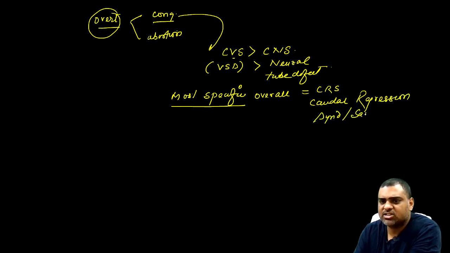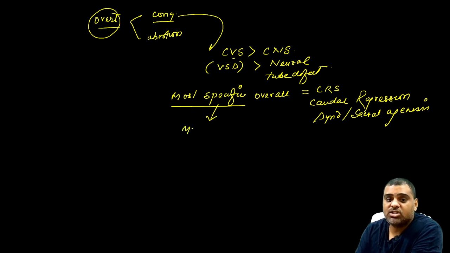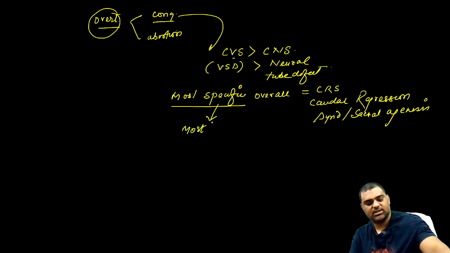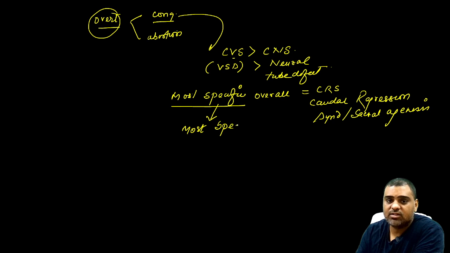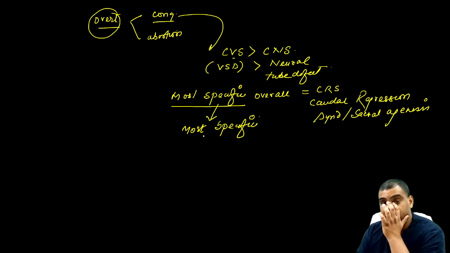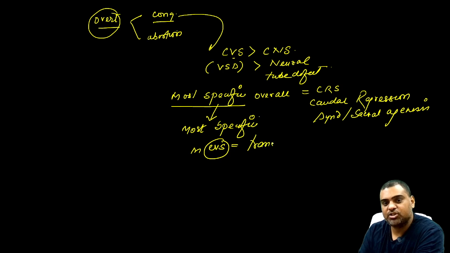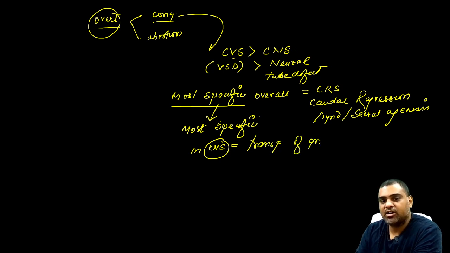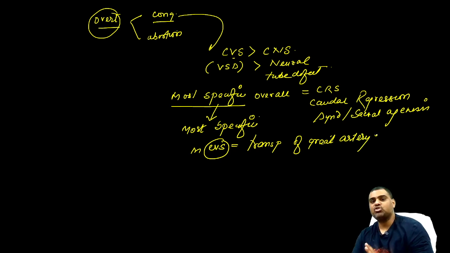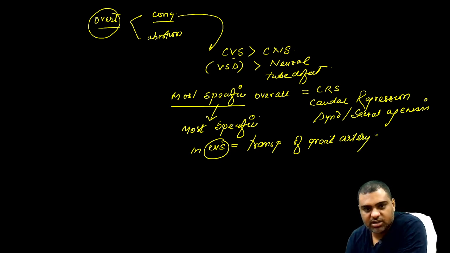also known as sacral agenesis. But if they say most specific in CVS, especially they mention CVS, then it is transposition of great arteries. Okay, so most specific overall, it is CRS, that is caudal regression syndrome.